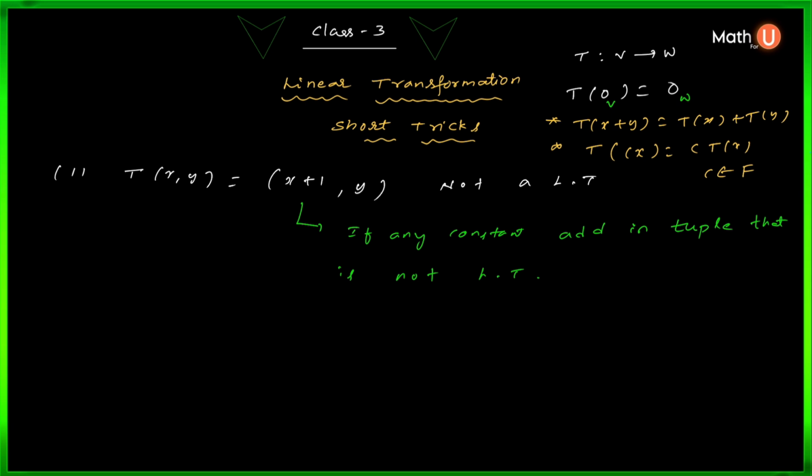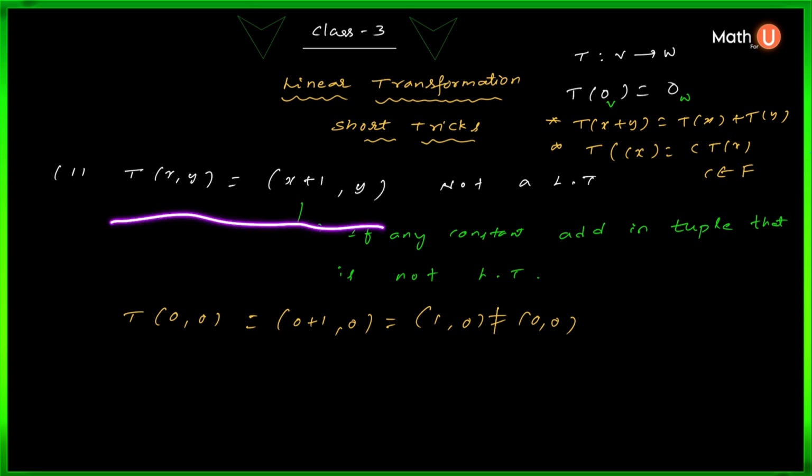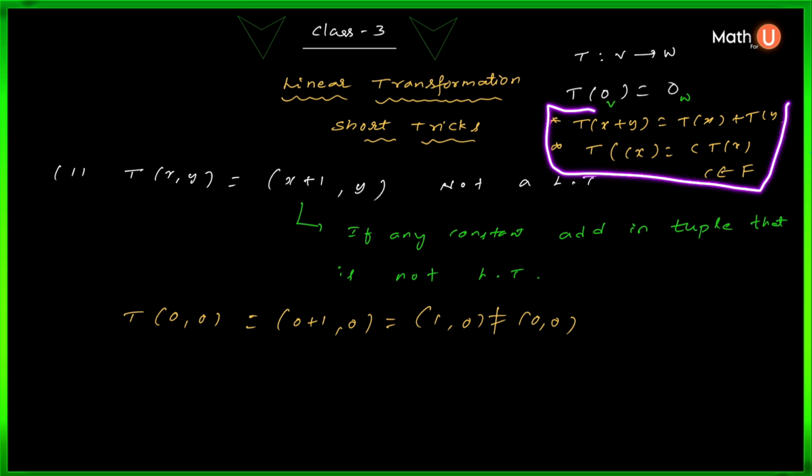In place of x and y you take 0 comma 0, we get 0 plus 1 comma 0, that is 1 comma 0. This is not equal to 0 comma 0. This does not satisfy the necessary condition. That's why it is not a linear transformation. We can prove by using the linear transformation definition also.